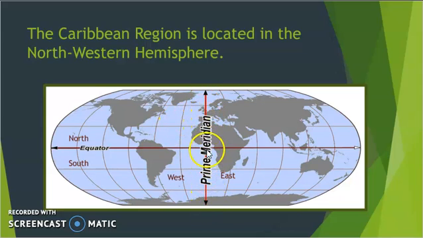This is called the prime meridian, or the Greenwich Meridian. It is called the Greenwich Meridian because it passes through a village in Europe called Greenwich. And it is also an imaginary line that we use to divide the world into the Western Hemisphere and the Eastern Hemisphere. So we can see that the Caribbean can be found in the Northwestern Hemisphere.